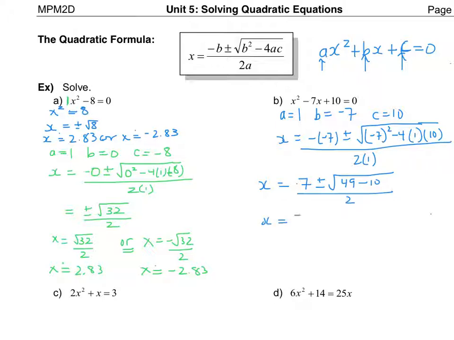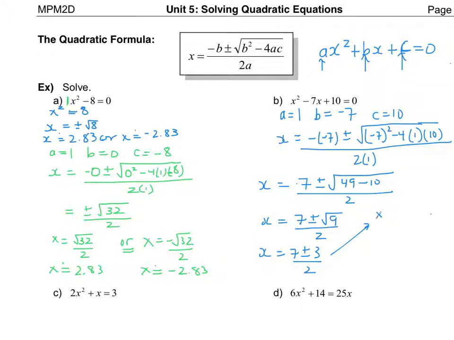So our x will equal 7 plus or minus the square root of 49 minus 10, that'll equal 9, divided by 2. So my x will equal 7 plus or minus, the square root of 9 is actually 3, all divided by 2.